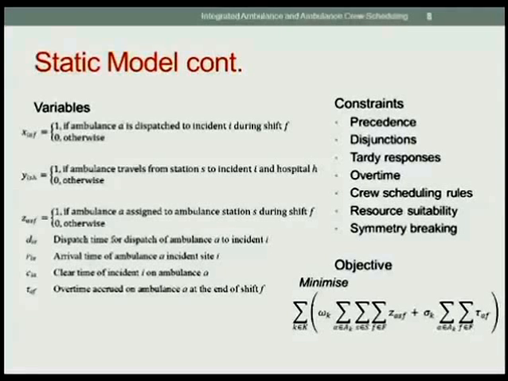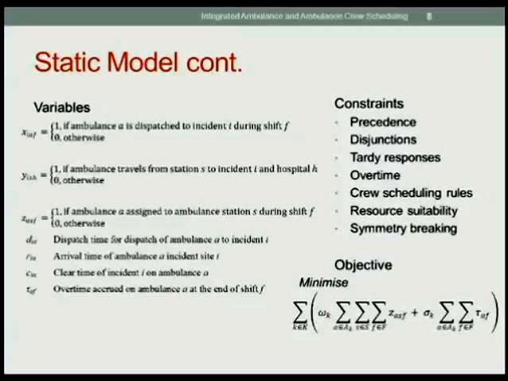The crew scheduling rules in constraints are the fatigue breaks, and these are implemented by saying if you work shift X, you're then not allowed to work the next shift or the one after that if there is not enough time between the shifts to give you your minimum 8 hours off. Resource suitability constraints just make sure that if you request a specific type of ambulance, you are going to get an ambulance that is able to meet your requirements. And if you need to go to a specific hospital, you are going to go to that hospital.